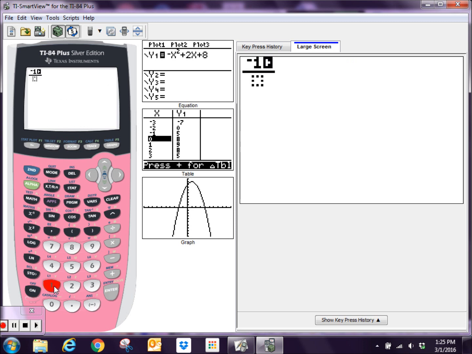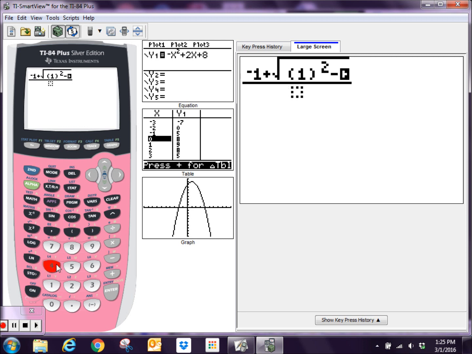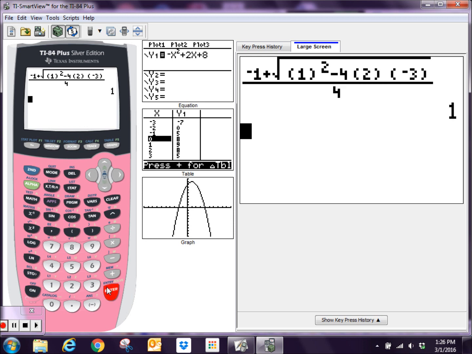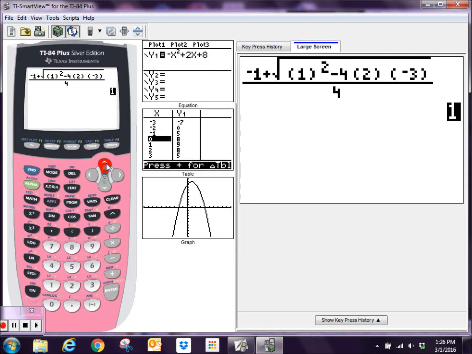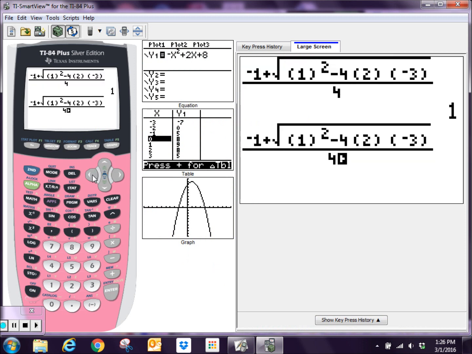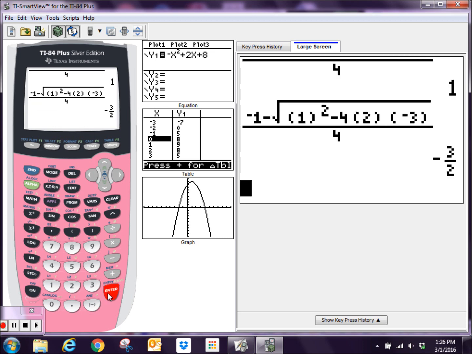So I have -1 plus the square root of 1 squared minus 4 times 2 times -3. And go to the bottom, and I'm going to type in 4. And there we go. There's our first answer. Our first answer is 1. Now remember, you can use your up arrow, get your shading on that, hit enter. I'm going to use my left arrow. I'm going to go all the way to my plus sign. And I'm going to type in a minus over my plus, hit enter, and there's our other answer.